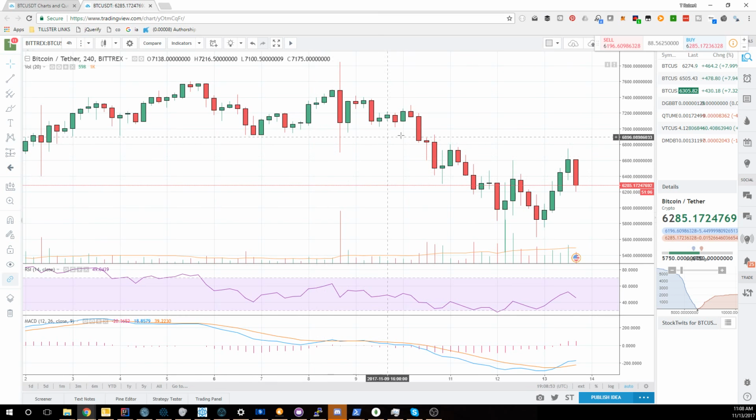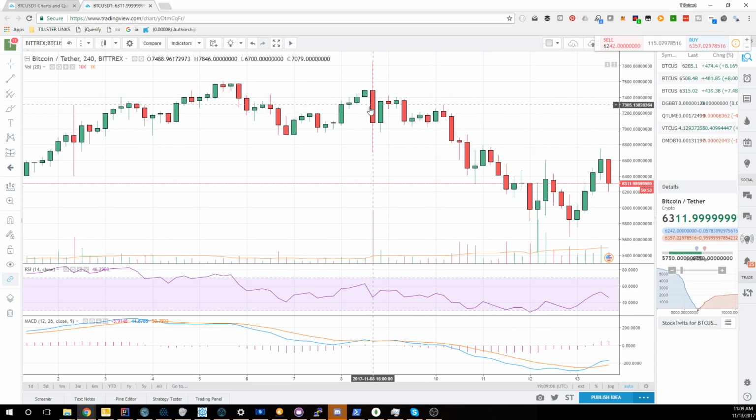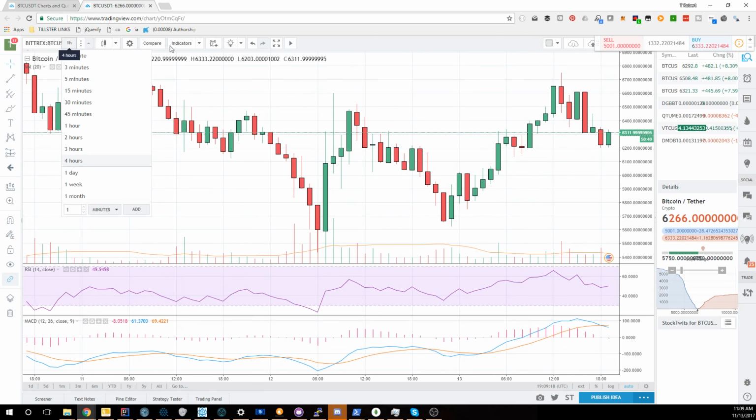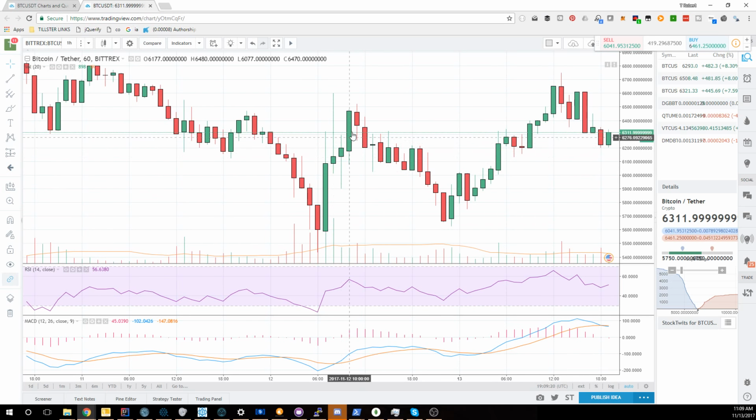Each one of these candles represents a price range for a time frame. The time frame that we're looking at right here is 4 hours. So each one of these candles represents a price range of 4 hours. This is 4 hours, this is 4 hours, this is 4 hours. You put enough of these together. If you were to make this a 1 hour chart, then it would be 24 of these candles, and that would be a day's time frame.